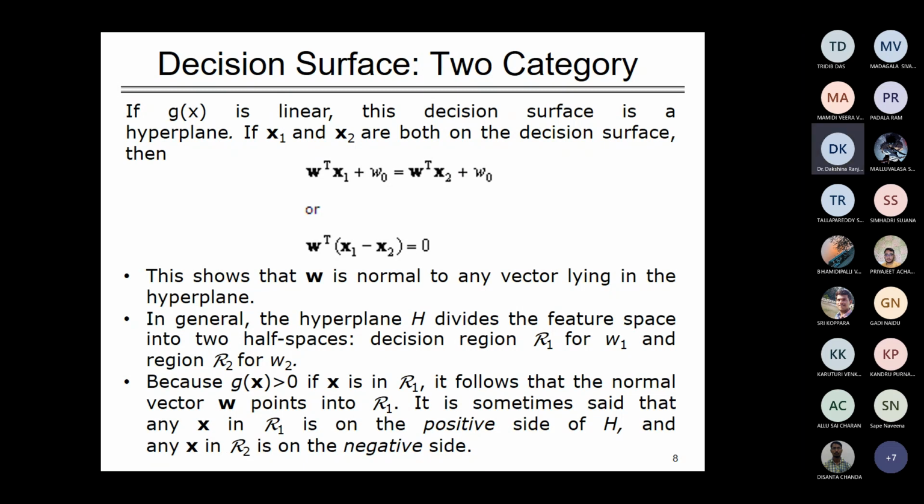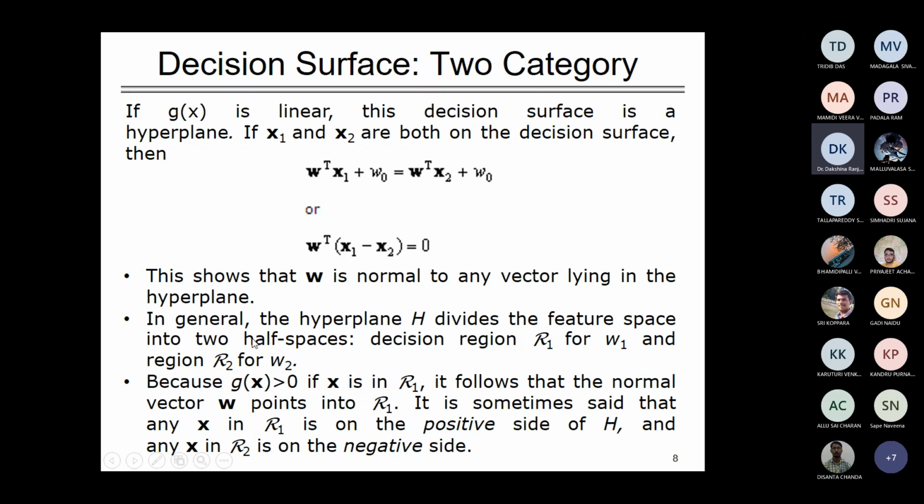Now what interpretation can we make from this? From this equation, we can interpret that W is normal to any vector lying in the hyperplane, meaning either x1 or x2. As we have considered the hyperplane as g(x) equals 0, when x1 and x2 are found on the hyperplane, this weight vector W will be normal to any vector found on the hyperplane.